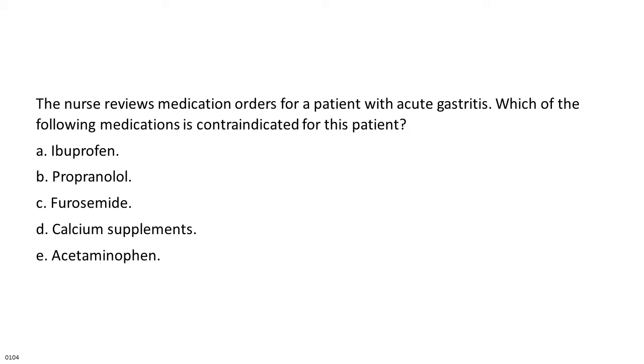The nurse reviews medication orders for a patient with acute gastritis. Which of the following medications is contraindicated for this patient? A. Ibuprofen. B. Propranolol. C. Furosemide. D. Calcium supplements. E. Acetaminophen.